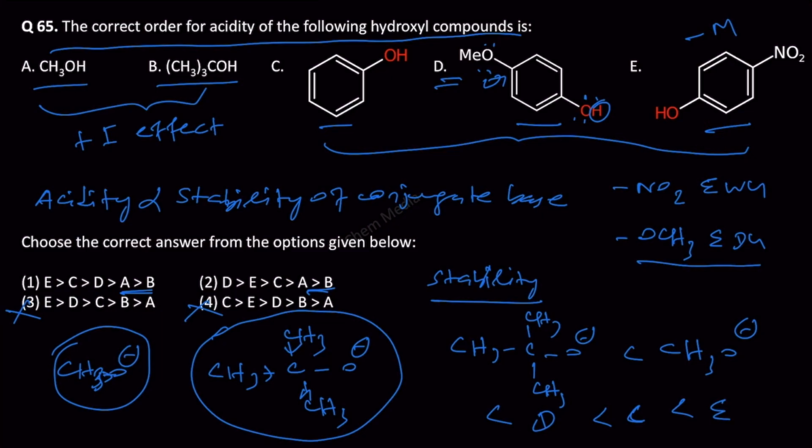So we have to see in the reverse way now. So E will be more acidic, obviously, because NO2 is a strong electron withdrawing group. We will have negative mesomeric effect. In these two cases we will have positive mesomeric effect. So which means that option 1 is correct, because E will be more acidic than phenol, which will be more acidic than para-methoxyphenol. And then we already figured out that A is more acidic than B. So this means option 1 is correct.